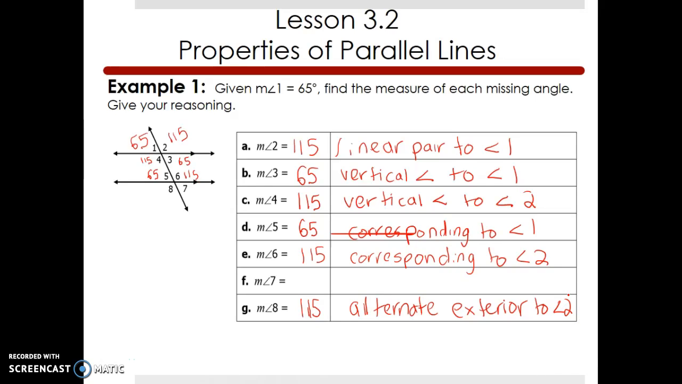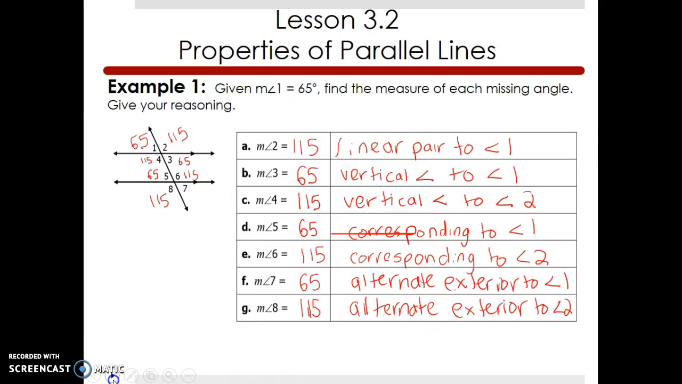And same thing with angle 7. Angle 7 is alternate exterior to 1. So angle 7 is also going to be 65, and it's alternate exterior to angle 1. And again, you could have used the reason vertical angle to angle 7 as well.